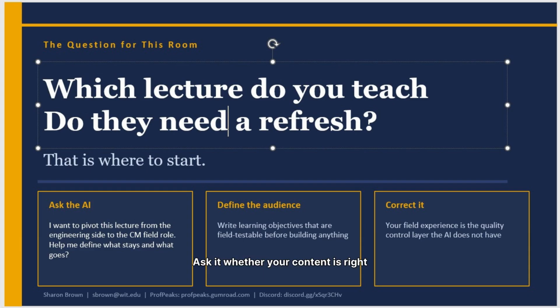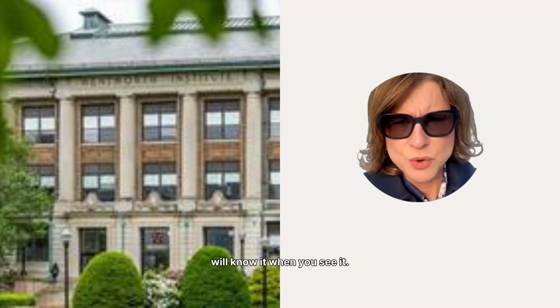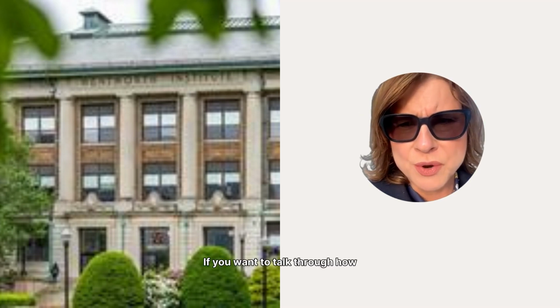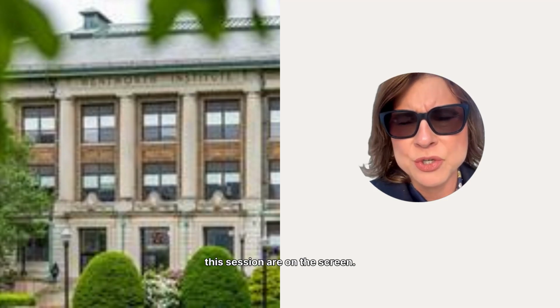Ask it whether your content is right for your audience. Write objectives with it that are observable and field testable. Then correct what it gets wrong, because it will get something wrong, and you will know it when you see it. If you want to talk through how to apply this to a specific course, I am happy to do that. My contact information and the resources from this session are on the screen.